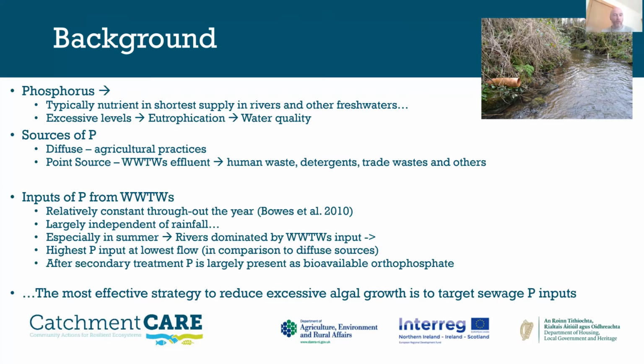So even if you've got low rainfall, you're still getting the same amount of phosphorus coming from the wastewater treatment works. And this is especially important in summer, when streams are at their lowest because of low rainfall. But you're still getting the same amount of phosphorus coming from wastewater treatment works. And so essentially the best strategy to reduce eutrophication and reduce excessive algal growth is to target wastewater treatment works and sewage P inputs from wastewater treatment works.